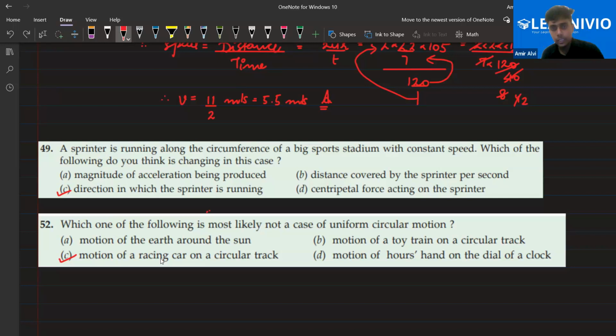This chapter is done in the revision phase. The next chapter we'll study is force and laws of motion, because the majority of the class has two chapters. Those who have gravitation are taking extra classes for that. Your gravitation is going along separately. And in the next class, we will be doing force and laws of motion.